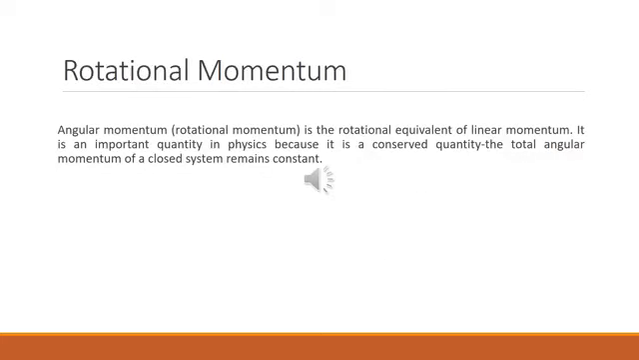Angular momentum, or rotational momentum, is the rotational equivalent of linear momentum. It is an important quantity in physics because it is a conserved quantity, which means the total angular momentum of a closed system remains constant.